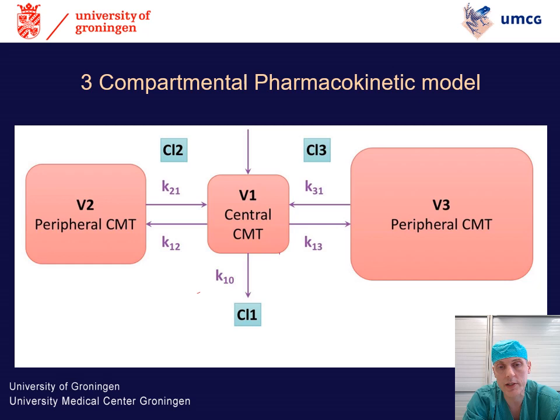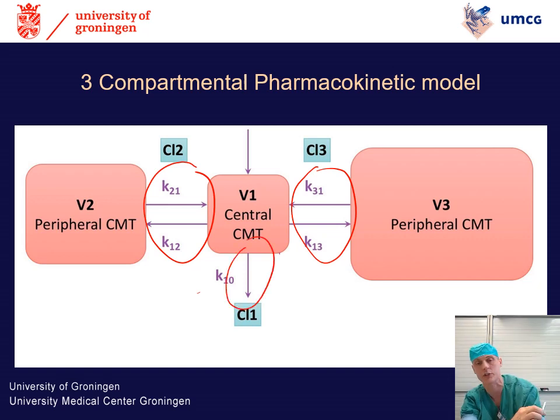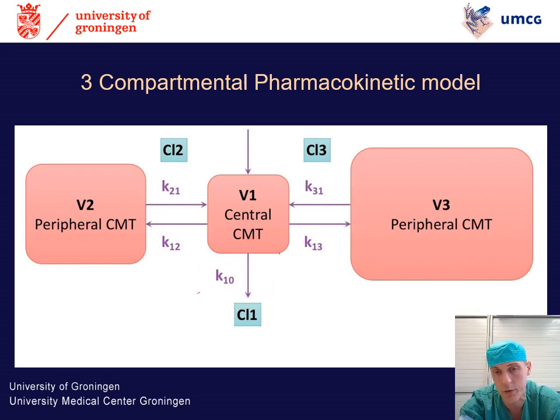So it consists of 3 compartments with different volumes 1, 2, and 3, which are also connected with equilibration constants that determine the speed of exchange of drug between the compartments, and an elimination constant that determines the speed of eliminating the drug from the system.